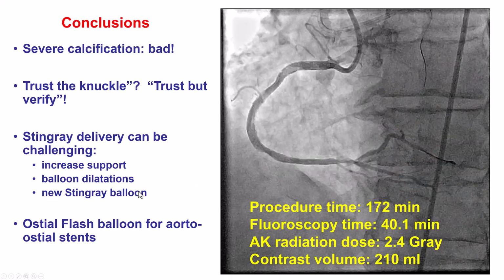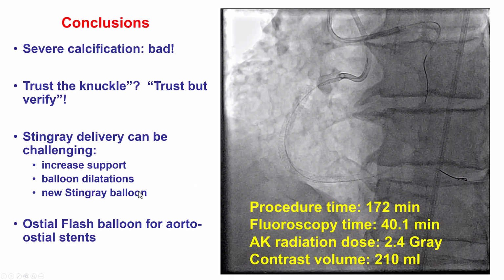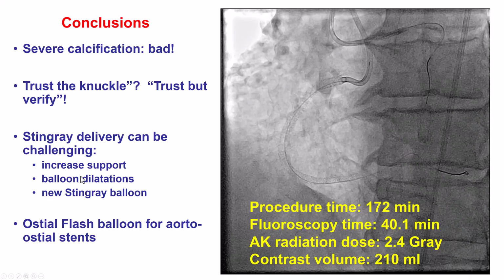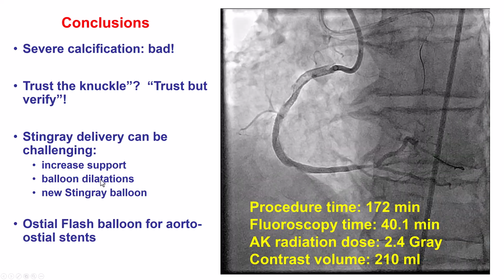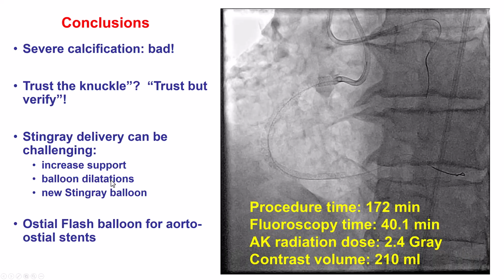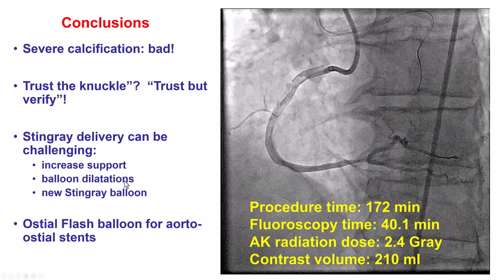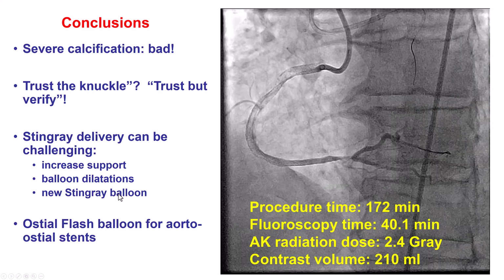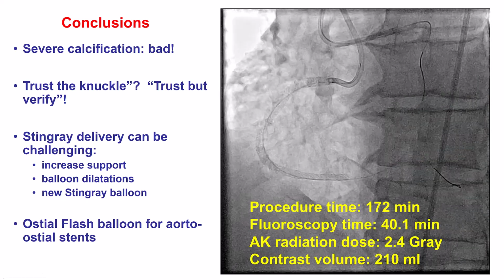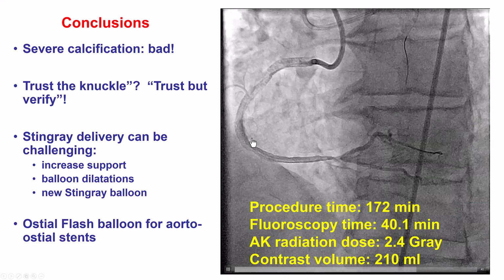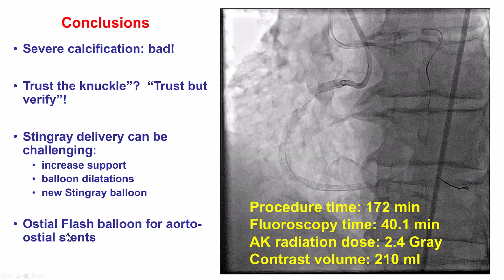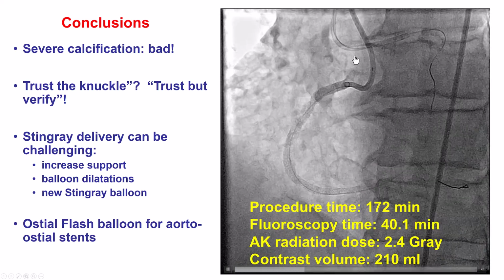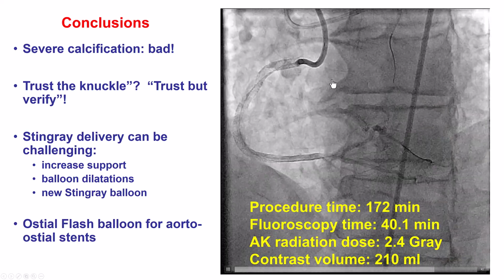Third one, if there is difficulty with delivering the Stingray balloon, the solutions include improving support, which was done with a Trapliner in our case, using preparation of the vessel with ideally a small balloon dilatation, a 1.0 millimeter Sapphire in our case, and finally sometimes by using a new Stingray balloon, because the original Stingray balloon may become deformed when advanced through areas that have significant stenosis. And finally, we did use the Ostial Flash balloon for flaring the struts protruding into the aorta so that subsequent engagement of the vessel can be facilitated.